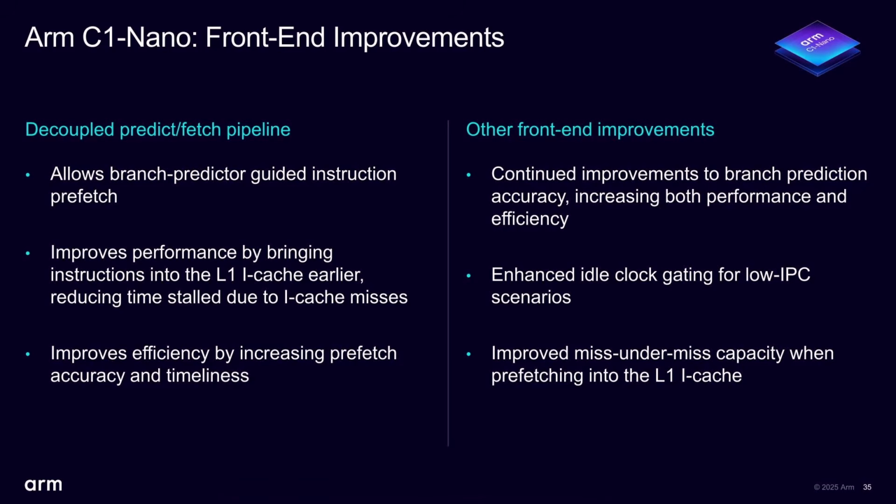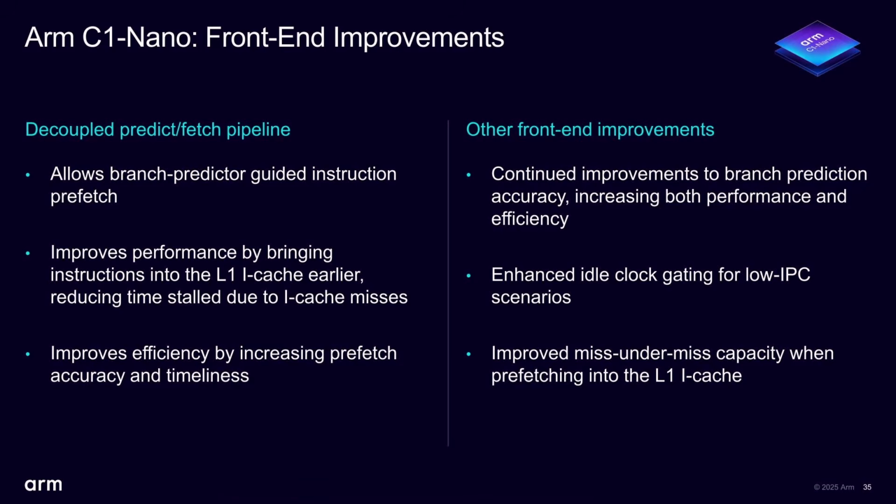At the front end, one of the big changes here, and this is something that was brought in with the Cortex-A76, so quite a long time ago, and has been a feature of the bigger cores, is this decoupled predict fetch pipeline. This allows the branch predictor to guide instruction prefetch. It improves the performance by bringing instructions into the L1 instruction cache earlier, and therefore reduces the time stalled because of the iCache misses. Also improves efficiency by increasing prefetch accuracy and timeliness. Efficiency improves because you don't have to do the work twice, so you're not using as much power.